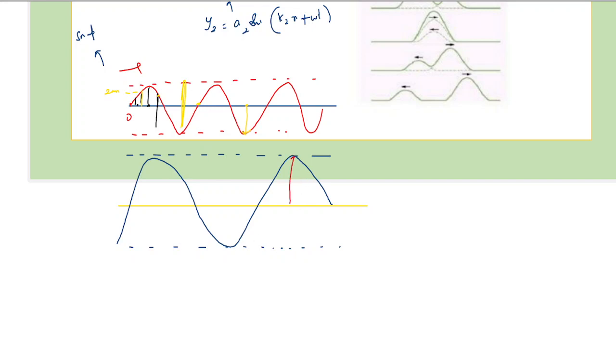So until here this would be 5 meter. The particle from here has gone to the maximum displacement. Similarly, the particle from here has gone maximum in the other direction. It's gone till here.